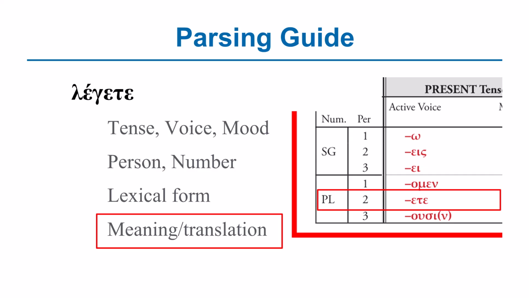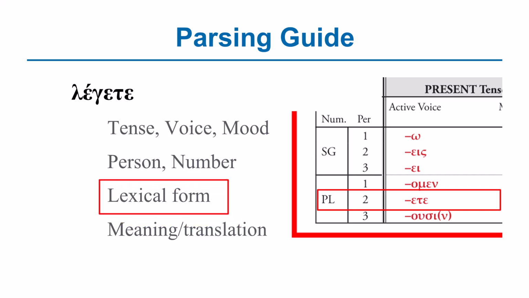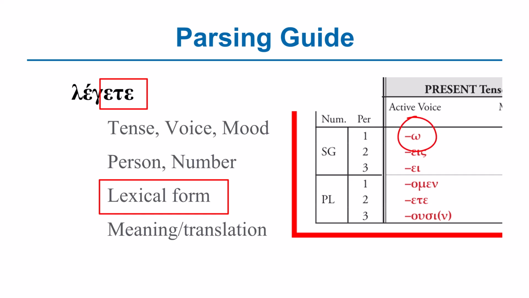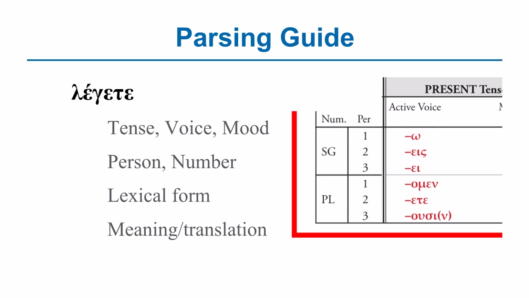So that's the translation. How do you give the lexical form? Lexical form is how the word appears on the vocabulary. Here's a tip. To find the lexical form, just remove the ending from the word and attach omega, O. So it becomes lego. And that is the lexical form. That is how it appears on the vocabulary. So that is how you parse the word legete.